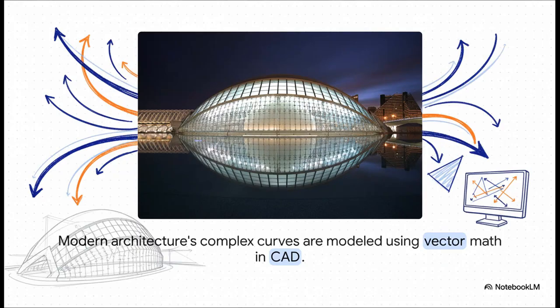These incredible sweeping curves you see in modern buildings are literally born from vector math. Architects use computer-aided design software to map out these complex surfaces using the vector equations for lines, planes, and curves, letting them build structures that would have been totally impossible just a generation ago.